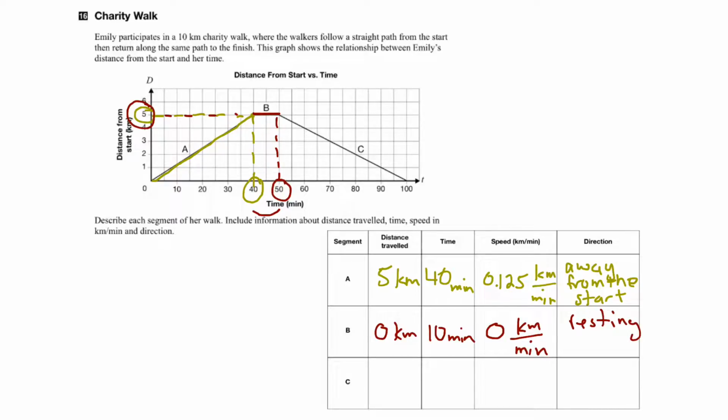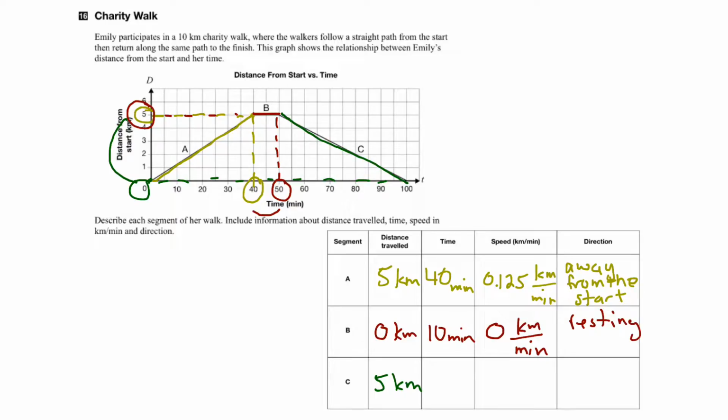Okay, so let's take a look at segment C, which goes from there to there. So distance traveled, we move all the way over to the vertical axis from her end point, and we can see that she's moved from 5 kilometers back down to 0 kilometers away from the starting point, so she's traveled a total of 5 kilometers. And that makes sense because this is a 10K walk, so she walked out for 5 kilometers and walked back for 5 kilometers for a grand total of 10 kilometers.